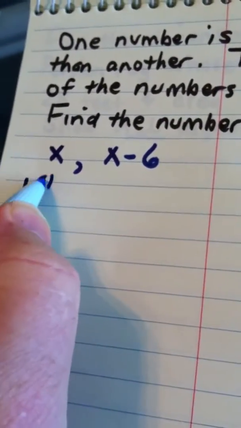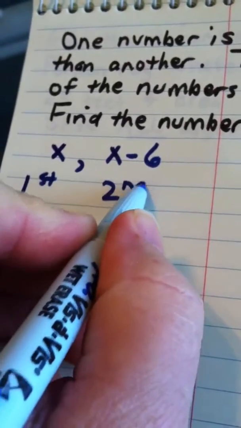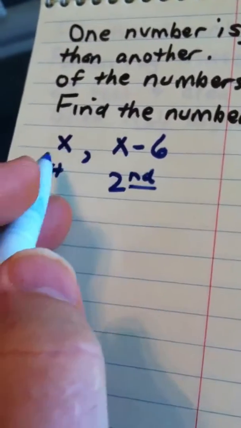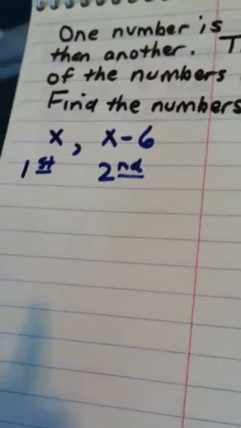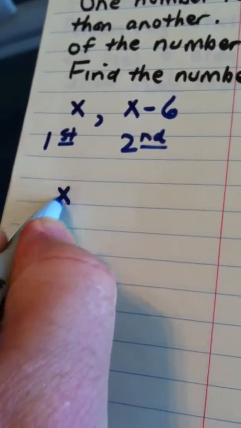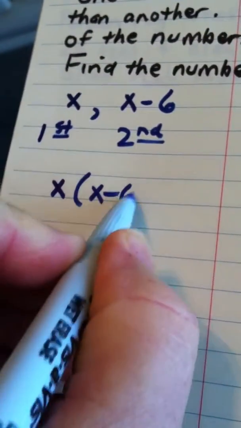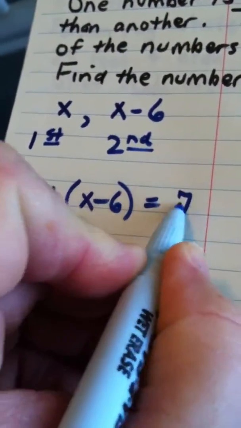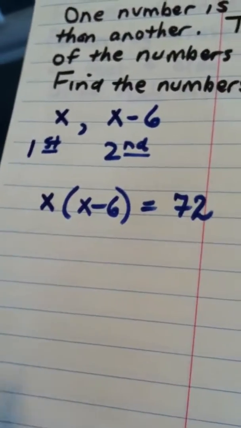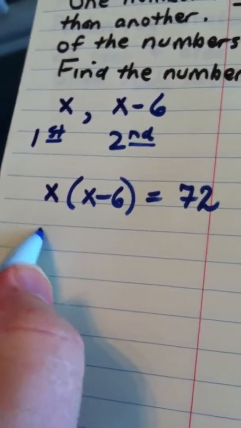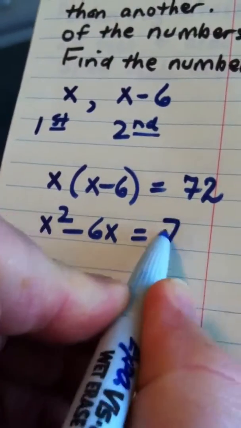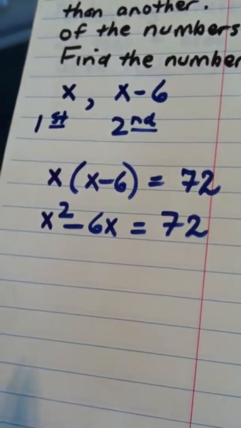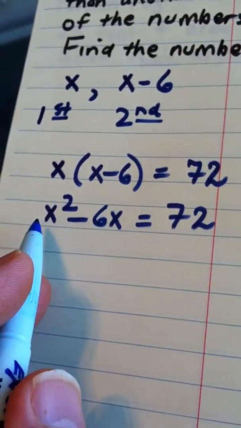So this is our first number, this is our second number, obviously smaller than the first. Alright? The product of the two numbers is 72. Product means multiply. x times x minus 6 equals 72. When I distribute, I get x squared minus 6x equals 72. And this is a quadratic equation.